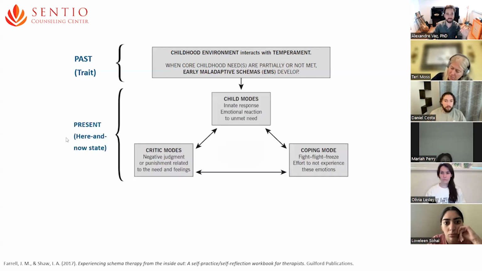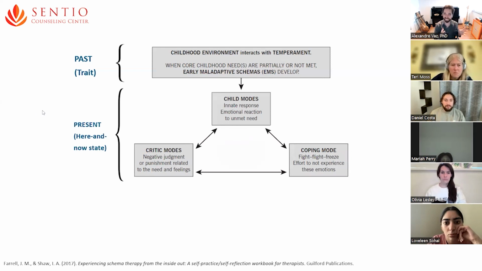So let me be a bit more specific. In the here and now, you can see this trait-state distinction. The schema is the trait. It doesn't change over time. But every one of us has different parts to them, or you might call them different modes. And these are here and now states. And this applies to everyone.